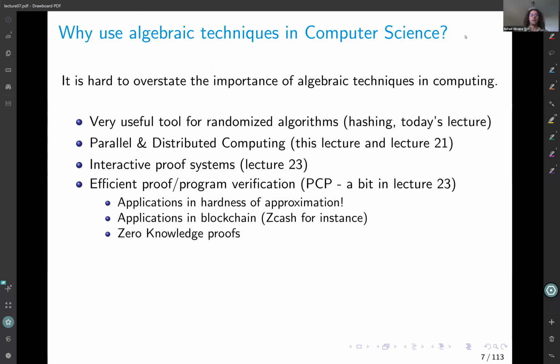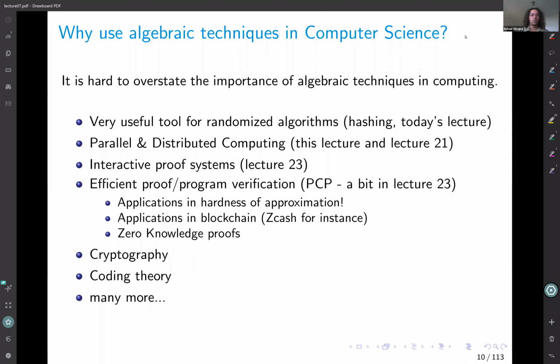It's also used in efficient proof, program, or software verification, okay? This also has applications in hardness of approximation of algorithms, and applications in the blockchain, so it's actually being used in practice today, and also in zero knowledge proofs. More examples are cryptography, which has a lot of algebraic techniques, and coding theory as well. So you can see that those algebraic techniques appear everywhere in one flavor or another. It's really hard to overstate their importance in computing.